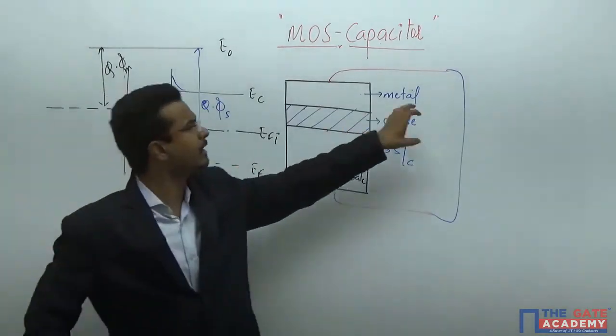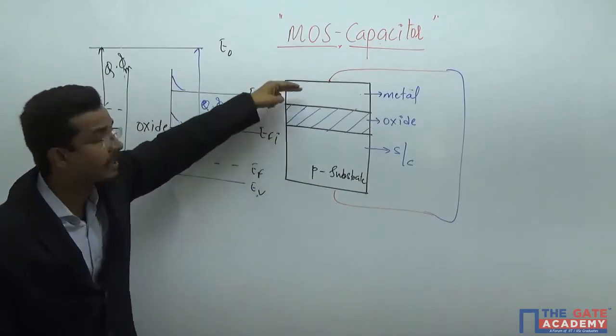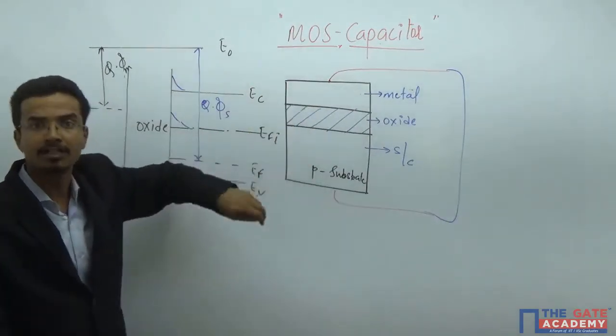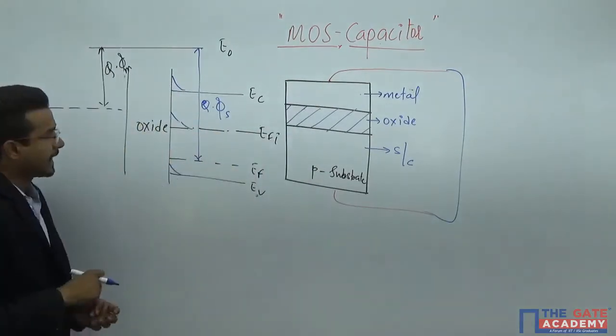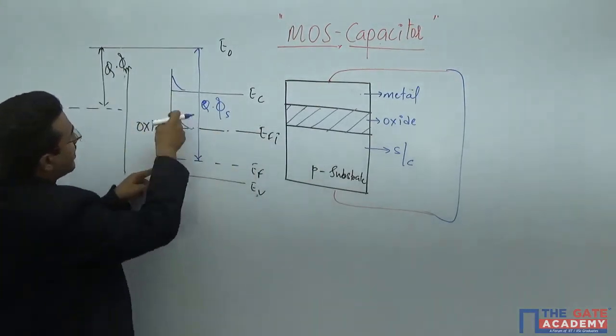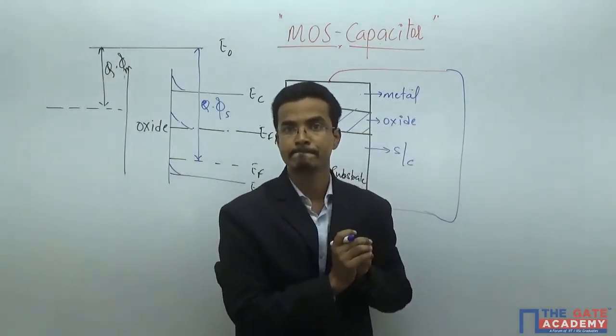For any applied voltage, the MOS capacitor will be at equilibrium all the time, because you will never get any charge carrier from this side to this side. That means you are getting this bending in the energy band diagram without the application of any voltage.